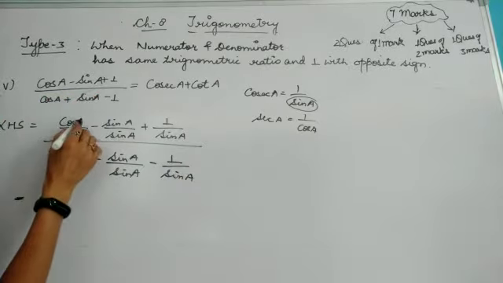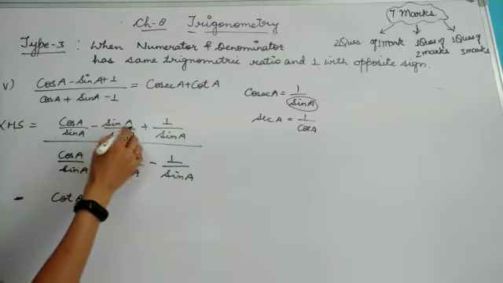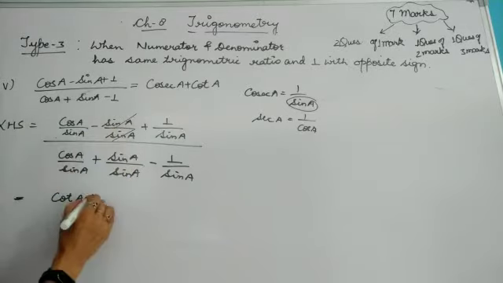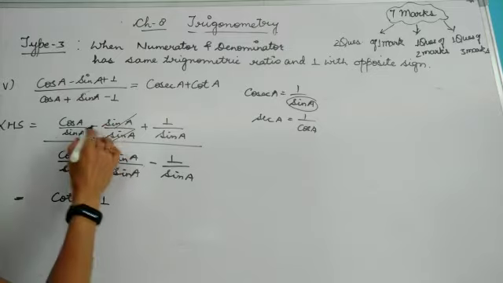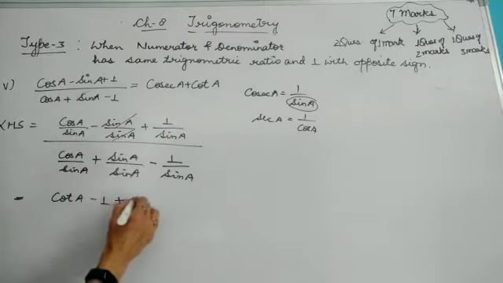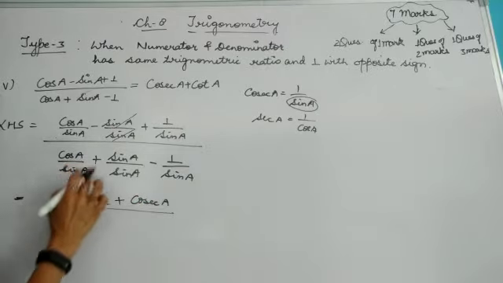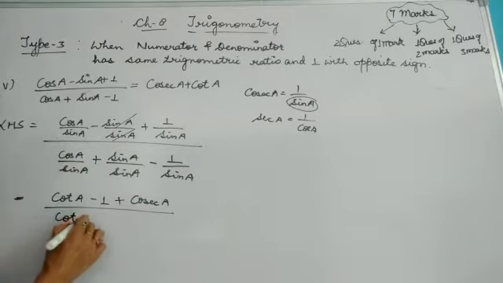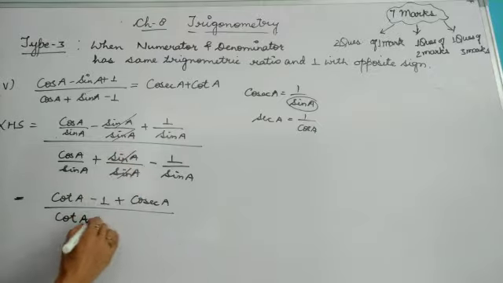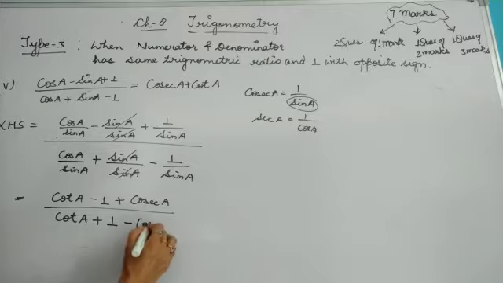Let's see what I get. Here I get cot A, because cos A by sin A is cot A. Sin A and sin A gone, which is equal to minus 1. It is minus, so minus 1. Plus 1 upon sin A is cosec A. So I am writing here cosec A. Whole upon, again cos A by sin A is cot A. Sin A and sin A gone, so I am getting plus 1. Minus 1 upon sin A is cosec A.